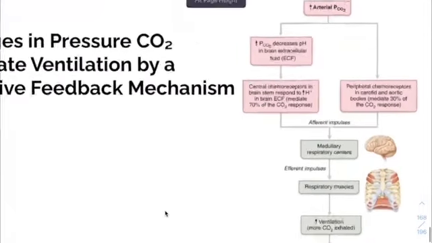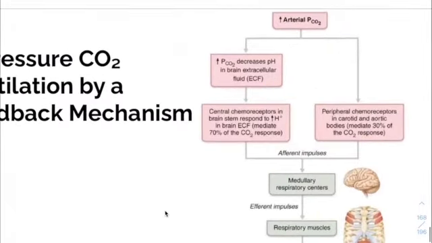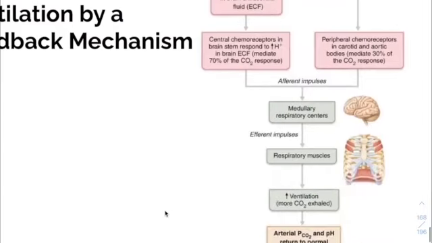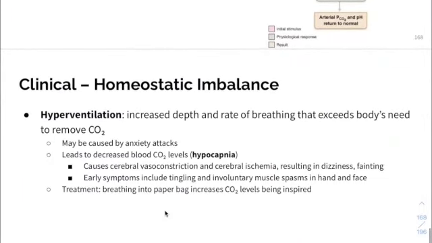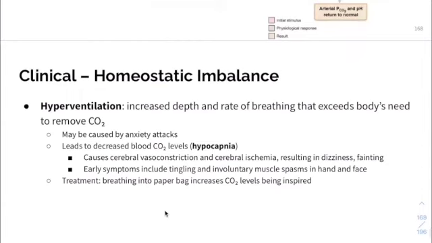So here's just a chart from your book that shows what happens if we have an increased carbon dioxide, what our system does to get us back to normal. Hyperventilation. You take deep breaths at a higher rate. We're trying to remove carbon dioxide from the system.